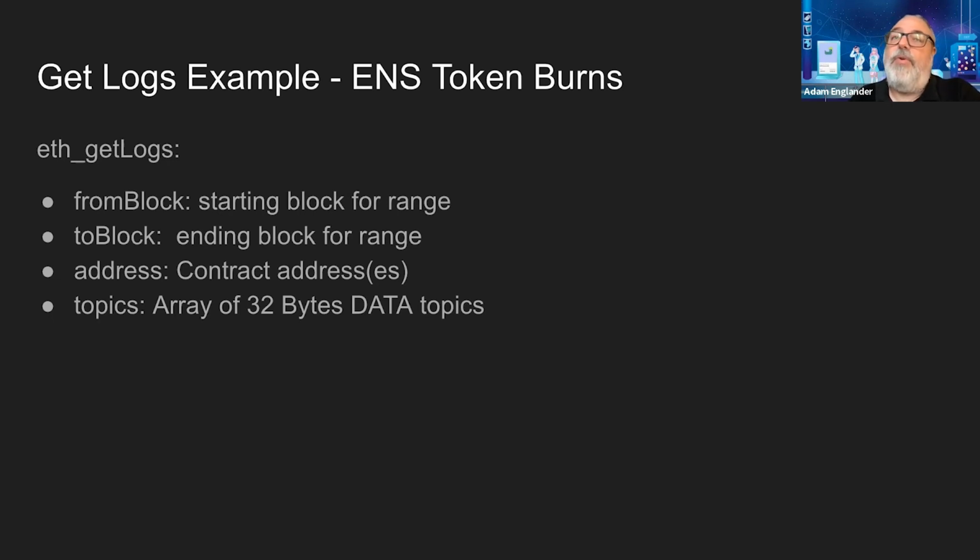It optionally requires a contract address. If you want to limit events to one or more contracts, provide those as a string or a list of addresses, I should say. Otherwise, just don't provide the attribute. And finally, the topics array is the most complicated, but makes sense now that you know how the log topics are structured. We can construct it in the same manner.